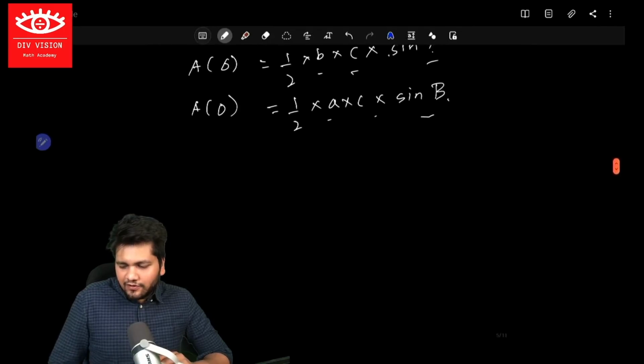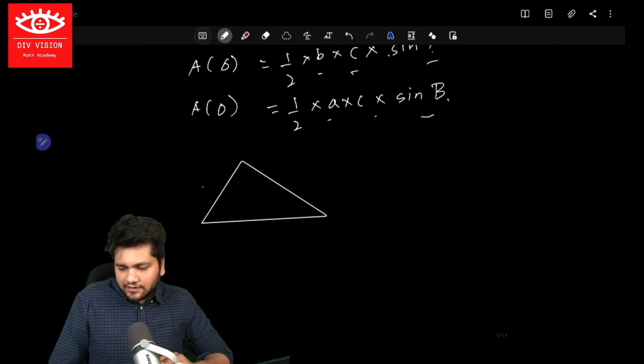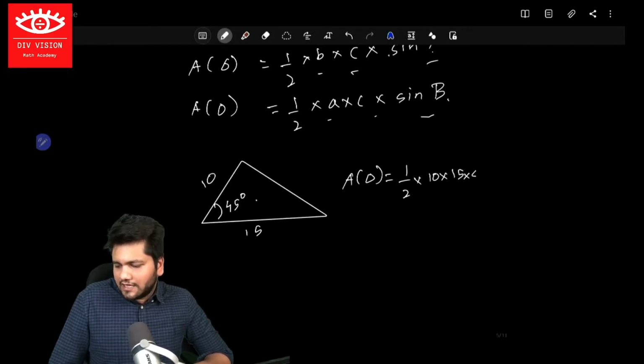Okay. So for example, let's say we have a triangle like this. Of course, we don't know the height of this, but we know this side is 10, this is 15, and let's say the angle between them is 45 degrees. So the area of the triangle is going to be half into 10 into 15 into sine of 45, which is going to be, you can cancel this 2 with 5.